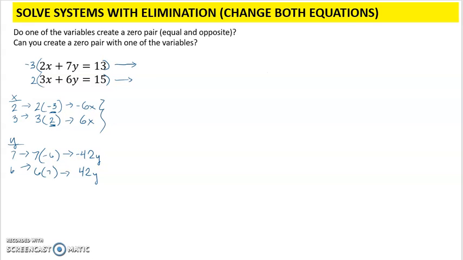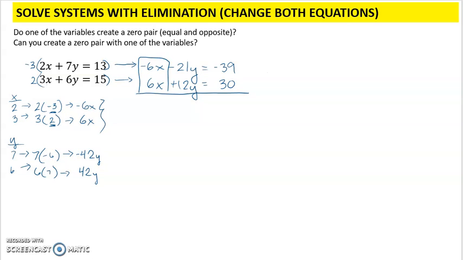All right, so negative 3 times 2x is negative 6x. Negative 3 times 7y is negative 21y. Negative 3 times 13 is negative 39. Okay, so done with the first one. Then I do 2 times everything in the second one. So 2 times 3x is positive 6x. 2 times 6y is positive 12y. And 2 times 15 is positive 30. Okay, at this point, I have my zero pair.